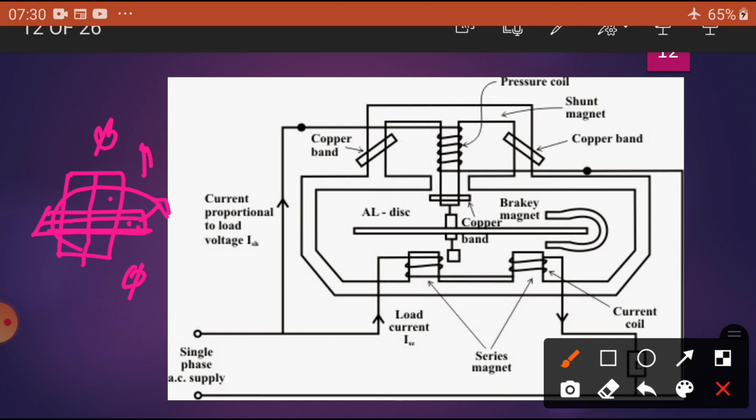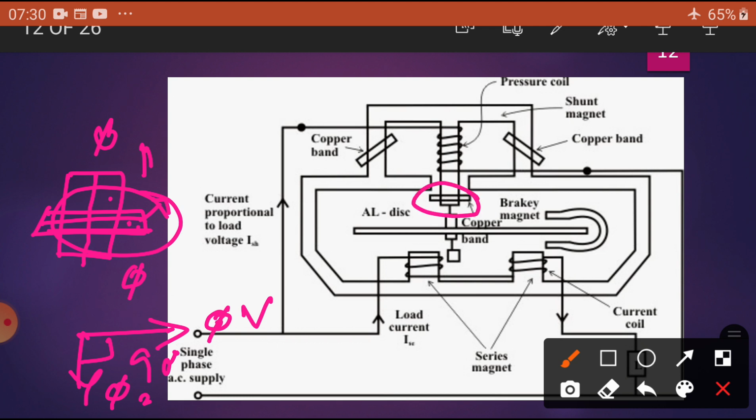So we are going to get the flux phi2 produced by the voltage, and we can adjust it to 90 degrees. That is the benefit of the shading ring. The copper shading bands are also called the power factor compensator.